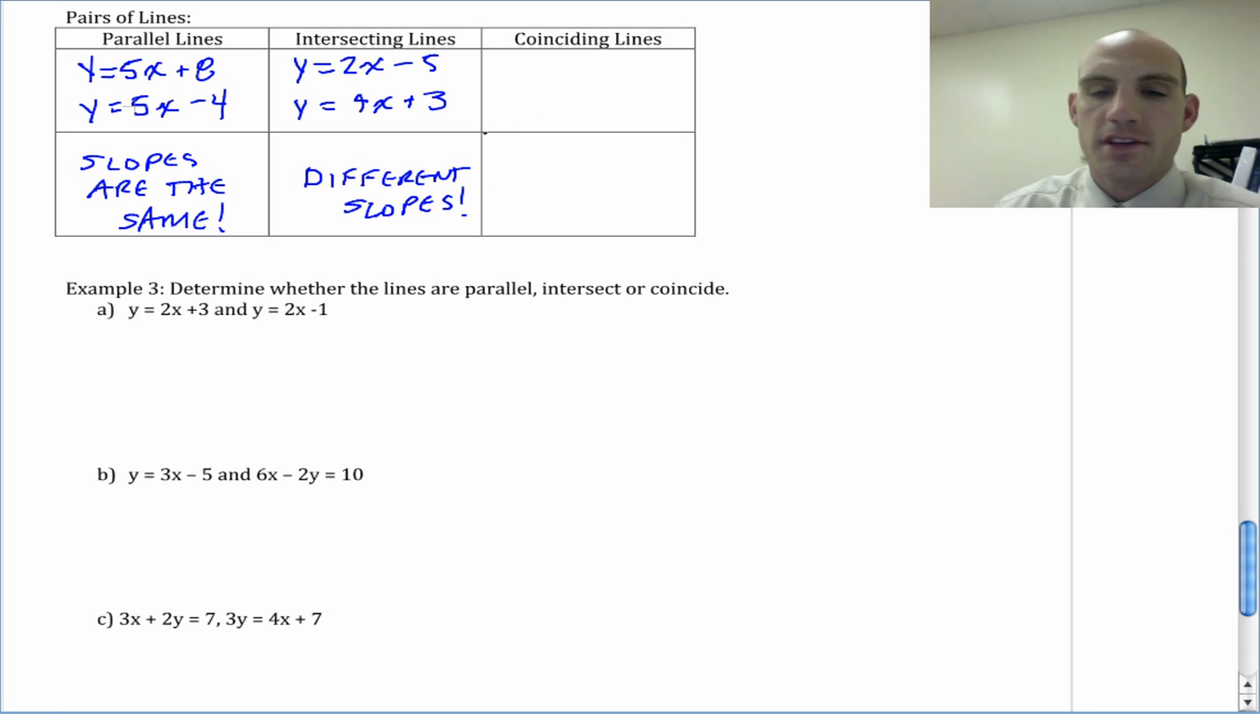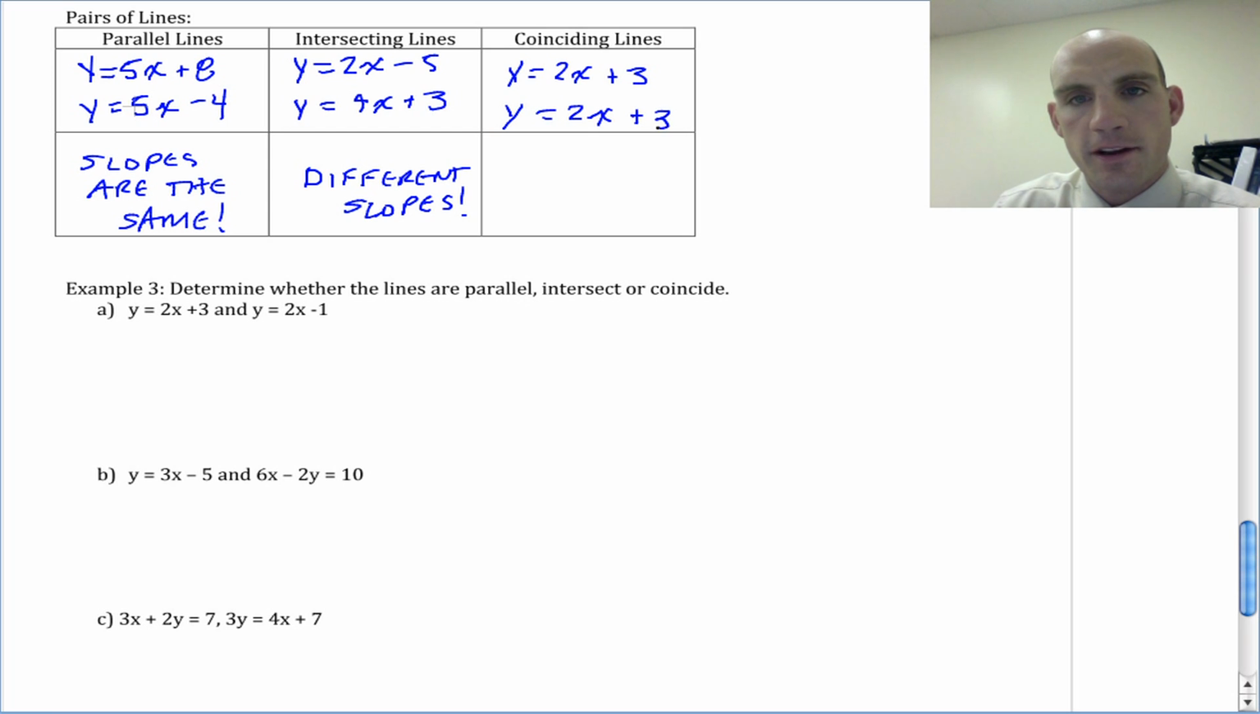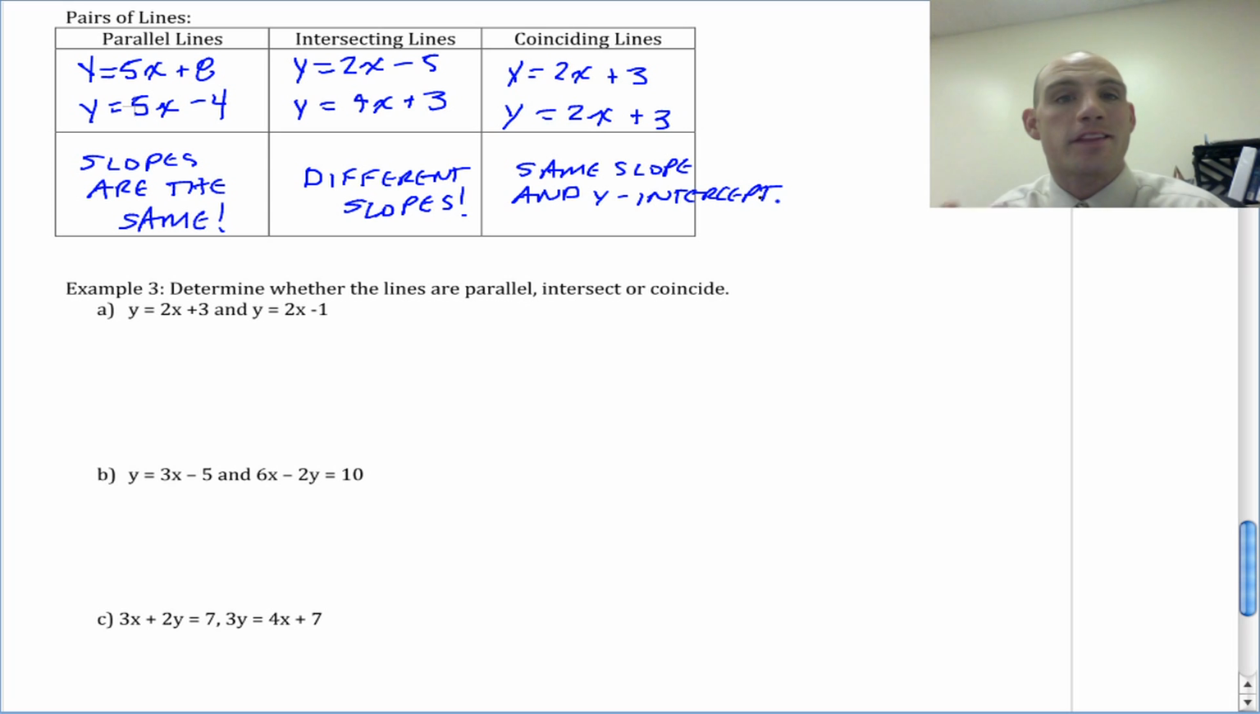Coinciding lines. What does it mean to coincide? Coincide means you're living in the same space. Exact same space. So that's going to be like y equals 2x plus 3 and y equals 2x plus 3. Same slope and y-intercept. It's the same line, that coinciding. They run right on each other, right like that.